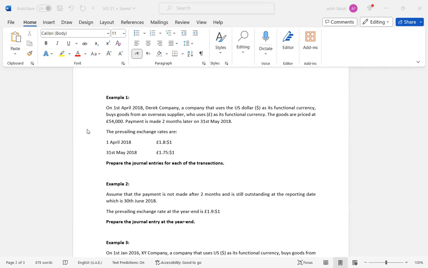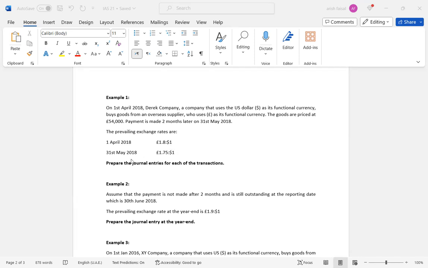Now the goods are priced at 54,000 pounds. Payment is made 2 months later on 31st of May 2018. And these are the exchange rates that have been given to you. On 1st of April, $1 is equal to 1.8 pounds. So basically the dollar is a stronger currency over here.